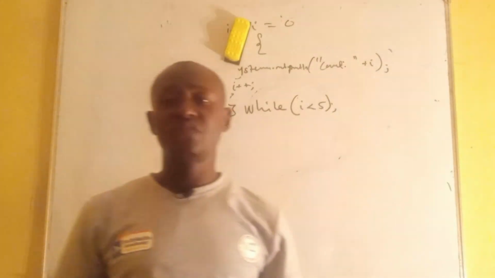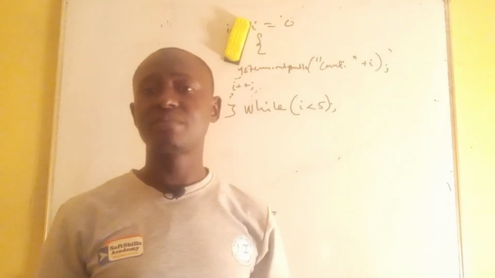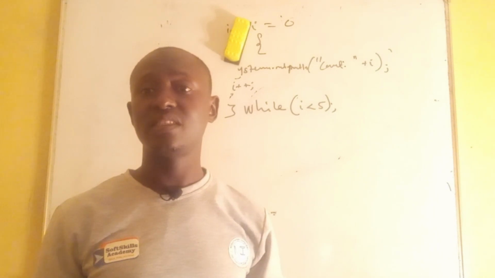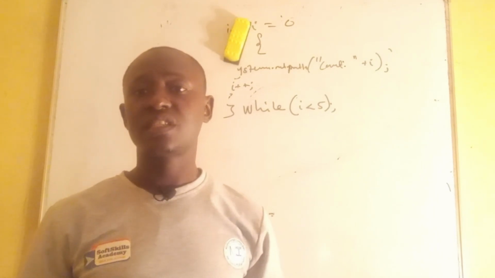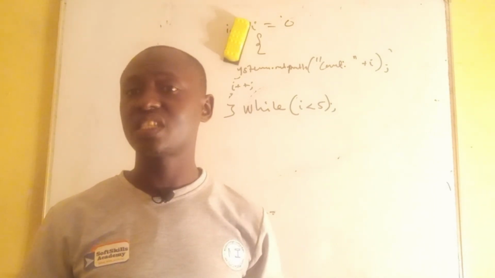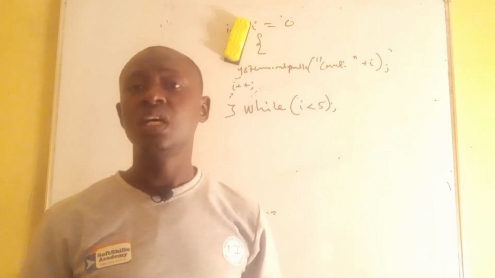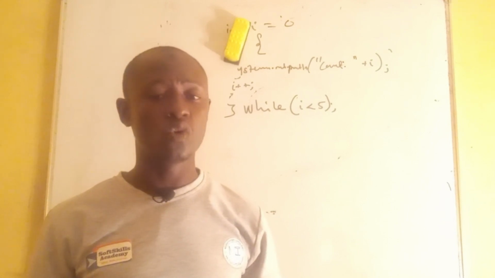We come to the end of this class. Let's quickly recap what we have done. We looked at decision statements in Java. We looked at the if statement, the if-else statement, nested if statement, and switch statement. We looked at the loops, considering the for loop, the while loop, and the do while loop.